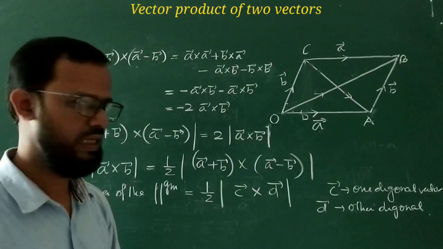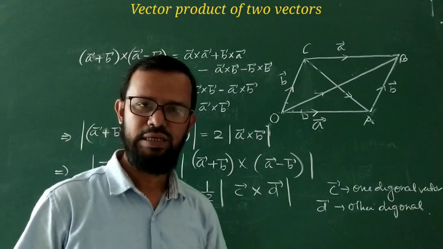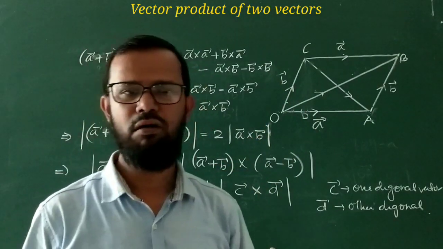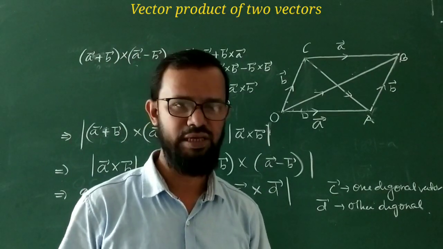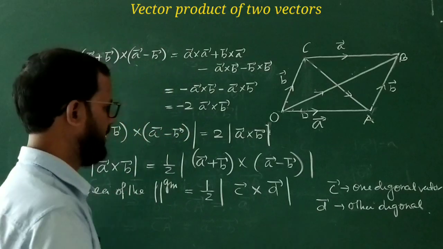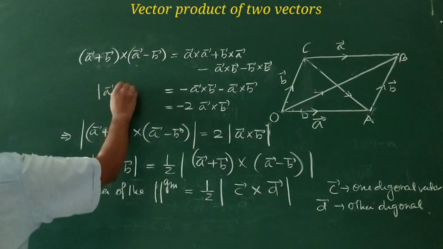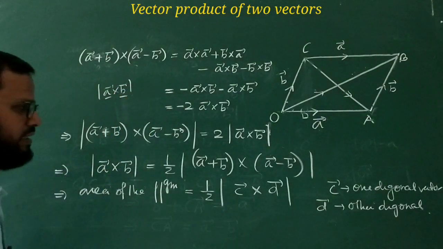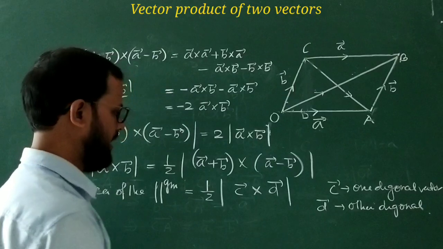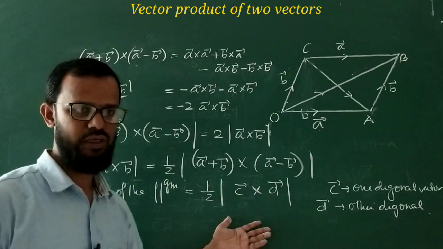the vector which represents the adjacent side is not given, and the question says the diagonals of the parallelogram are represented by two vectors, find its area. Then you cannot apply the formula A cross B, because A and B are not the adjacent side vectors, these are diagonal vectors. So if the diagonal is given, you have to use half into this formula.